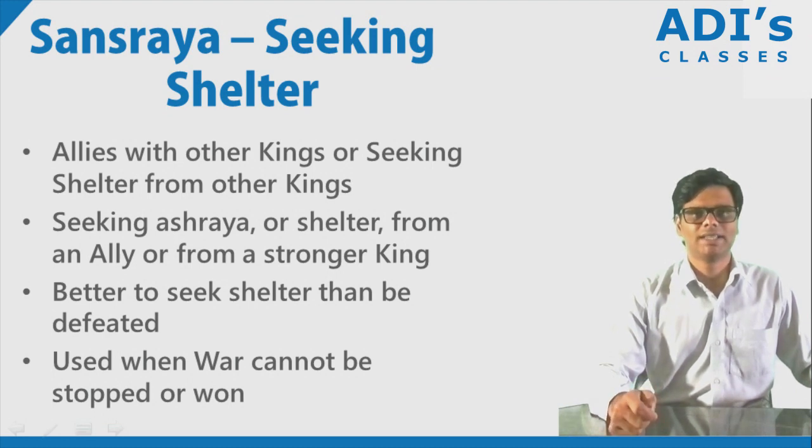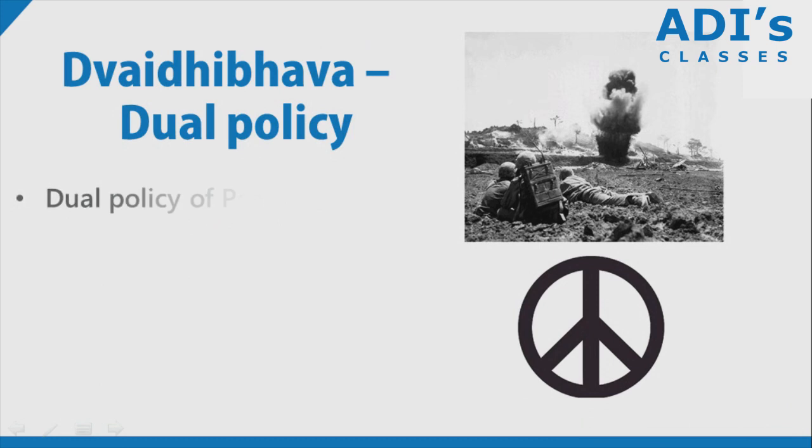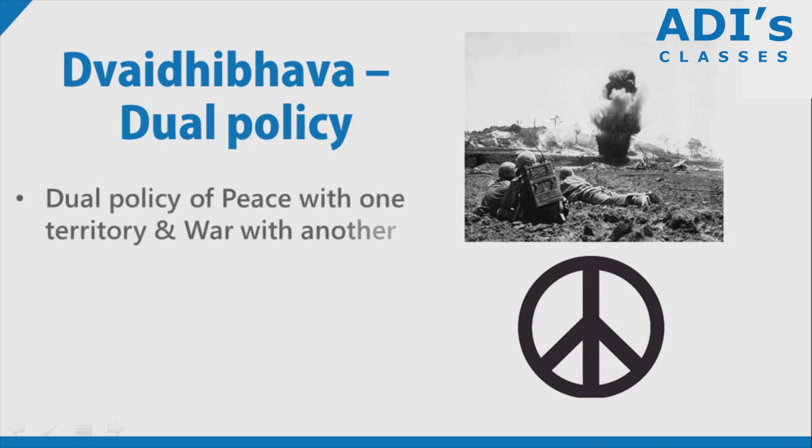The sixth policy is called Dvaidi Bhava. Dvaidi Bhava means the dual policy of peace with one territory and war with another. That is Sandhi with one, Vigraha with another. This is clear in the Rajamandala theory as well.